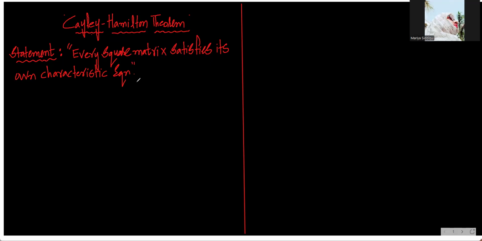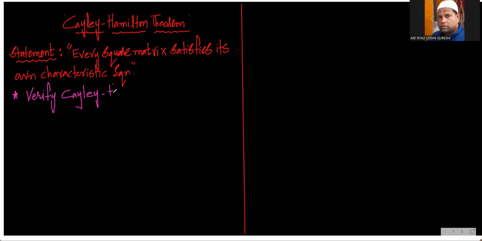This is the statement. Now you may have a question: what is the characteristic equation and how do we find it? A square matrix has equal rows and columns, and mostly we use a 3 by 3 matrix. Now how will the verification come and how will the question be asked in the exam? The question will be: verify the Cayley Hamilton theorem.